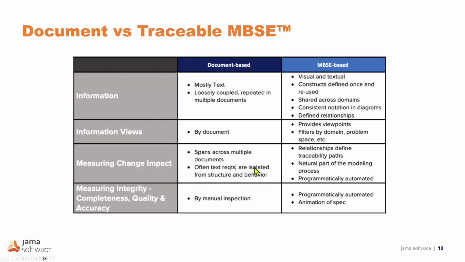Measuring change impact. This is probably one of the biggest benefits that we have for this concept. And that means that looking for change, we had to walk through multiple documents and often look for text requirements and figure out how those are related from isolated structures and behaviors across the system. It's very difficult, very time consuming. Now with model-based, the relationships are defined, and so you have defined traceability paths.